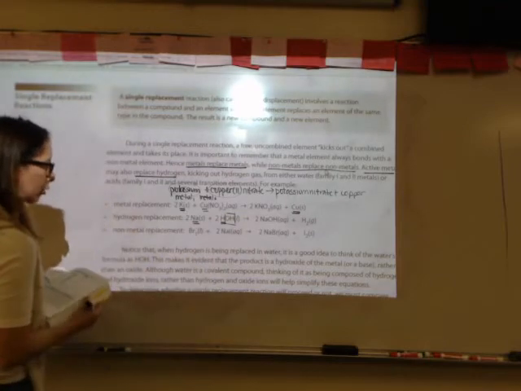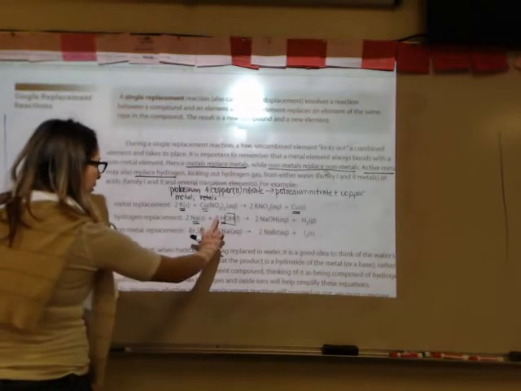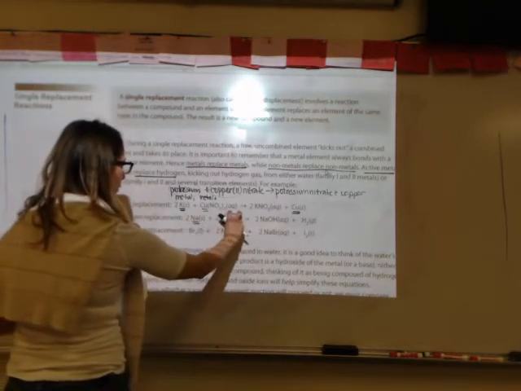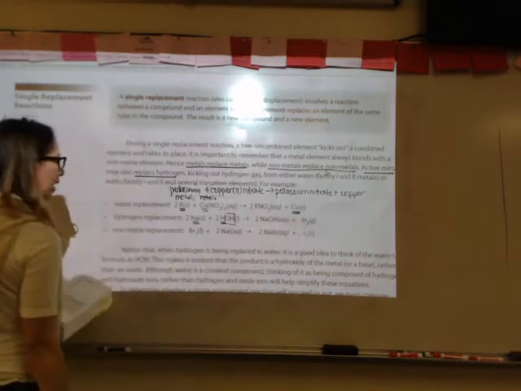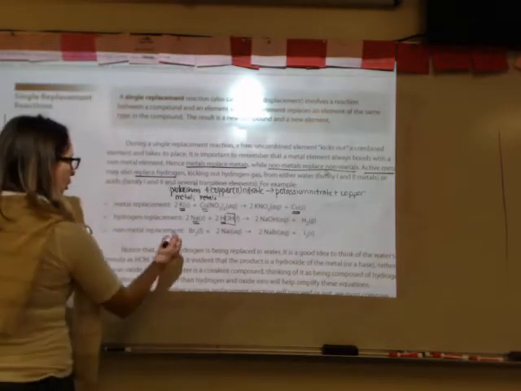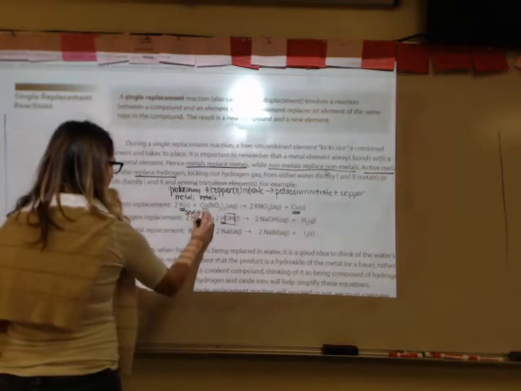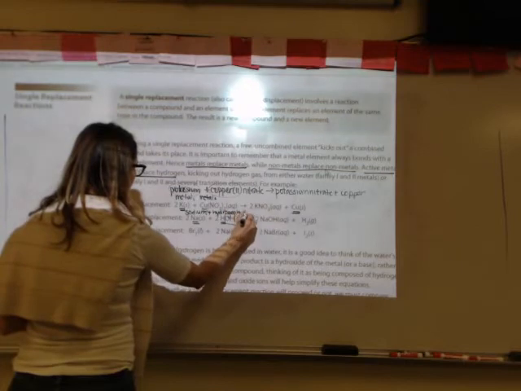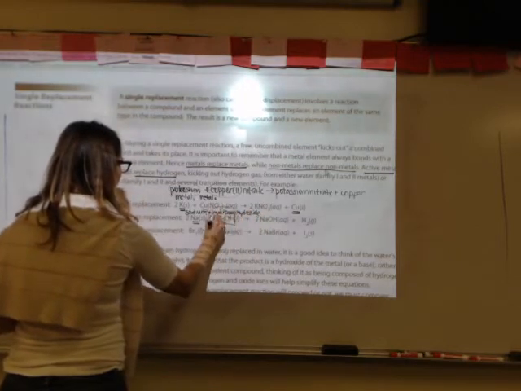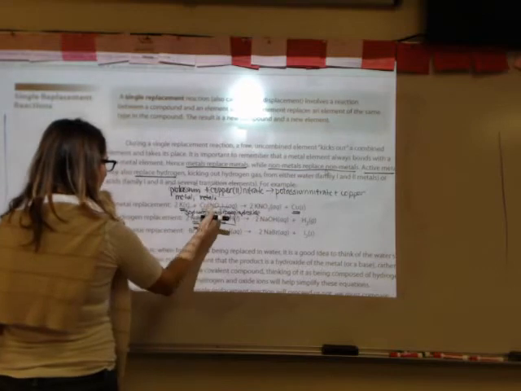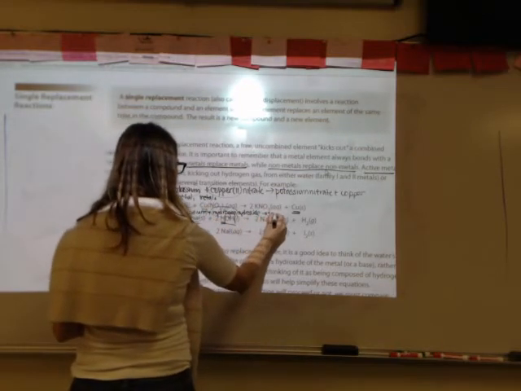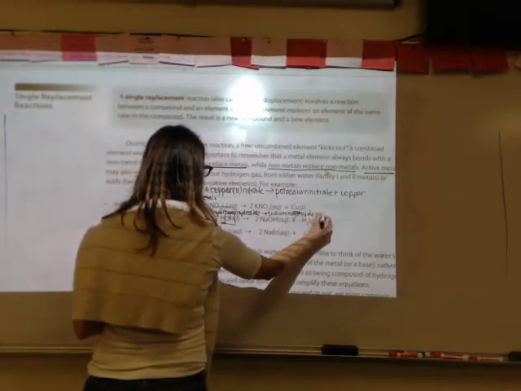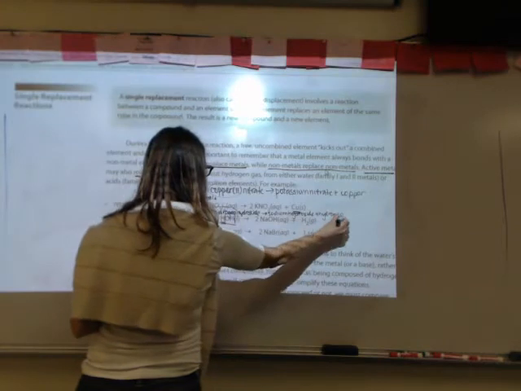If you rewrite water as hydrogen hydroxide, the sodium and the hydrogen will switch places. You'll end up with sodium hydroxide, because this sodium will combine with this hydroxide, and you'll kick out hydrogen gas. You can also write this out in words as sodium followed by hydrogen hydroxide. And the hydrogen and the sodium switch places, and that's how you get your sodium hydroxide and your hydrogen gas. Okay?